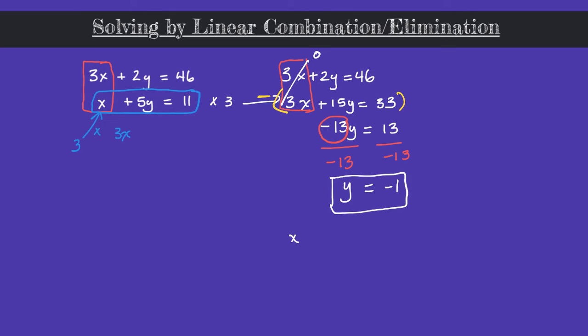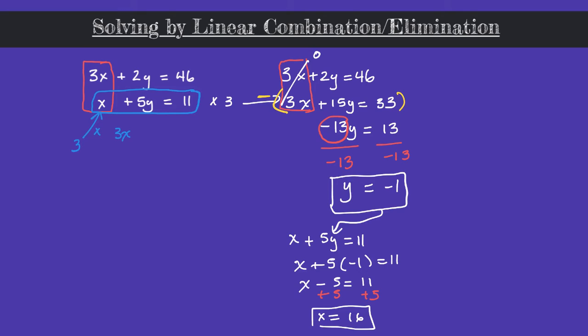So I have x plus 5y is equal to 11. Now instead of y, we're going to put negative 1. So x plus 5 times negative 1 is equal to 11. X minus 5 is equal to 11. And we're going to add 5 to both sides to get rid of the 5 on the left-hand side. And so x is equal to 16.